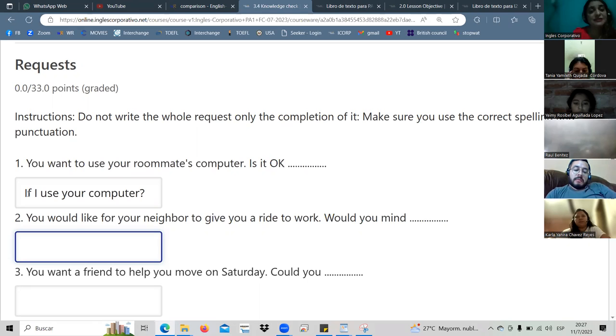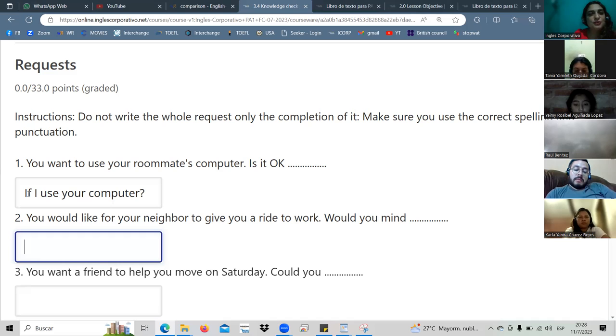Try to send the answers correctly, because sometimes we are in a hurry and we just leave the answers, saying, oh, it's enough with 80%. No, remember, we need 100. All right, 80 is the minimum, but of course, if we can have 100, much better.